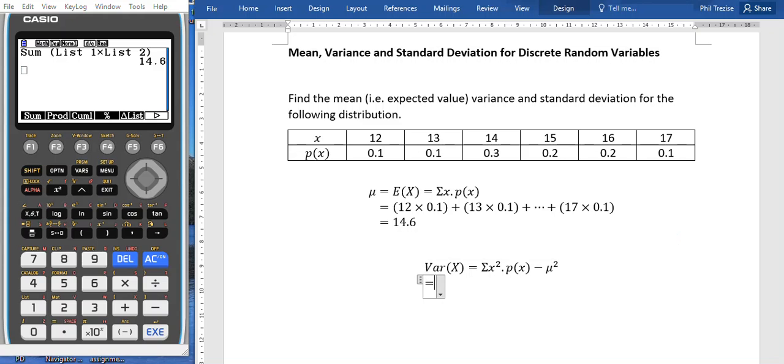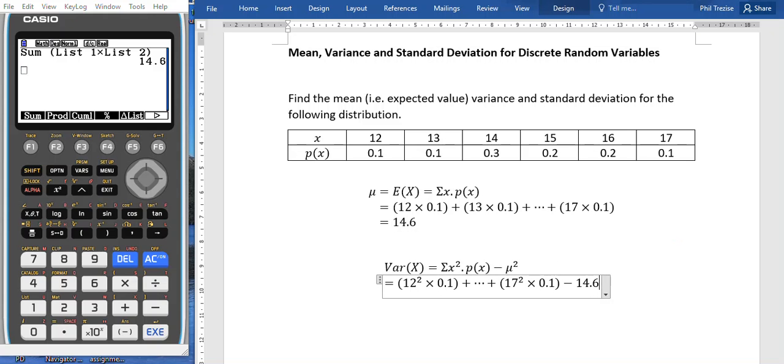What's that going to look like? Well, it's going to be x squared, 12 squared times 0.1, the probability, plus, and so on. The last one is 17 squared times the probability for that one, also 0.1. And once we've added all of those up, then we subtract 14.6 squared just the once at the end. The sigma notation here only applies to the x squared times probability of x. The minus mu squared, the minus the mean, is after the summation.